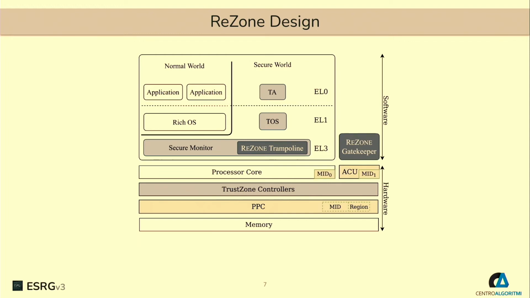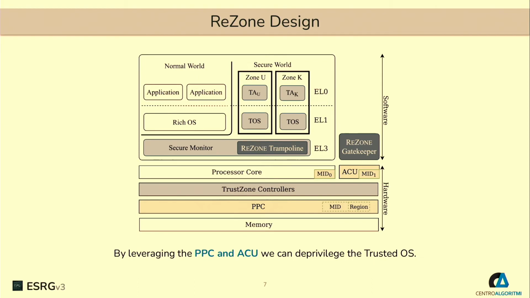One last piece of the puzzle is that the PPC should be able to establish different domains for the ACU and for the processor core. This is to allow us to establish different access control policies for the processor core and for the ACU. By using the PPC and the ACU together, we can deprivilege the trusted OS and thus achieve our proposed goals.